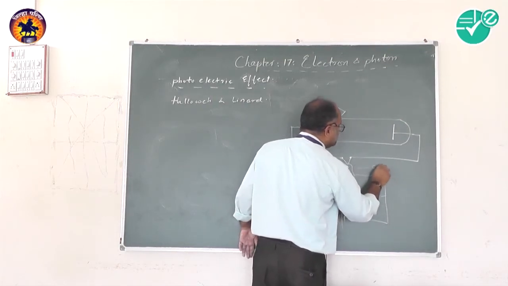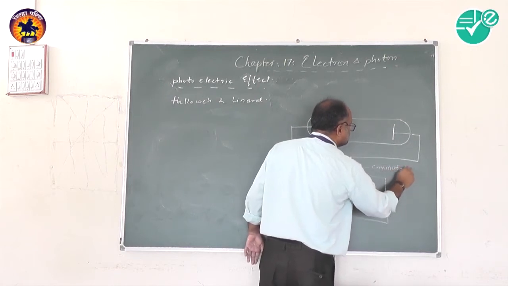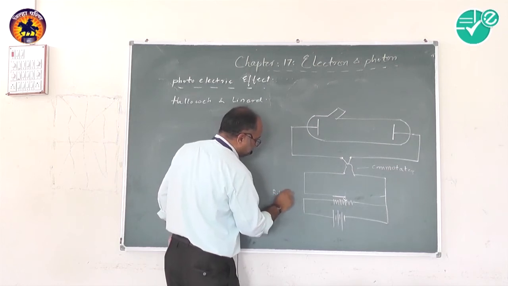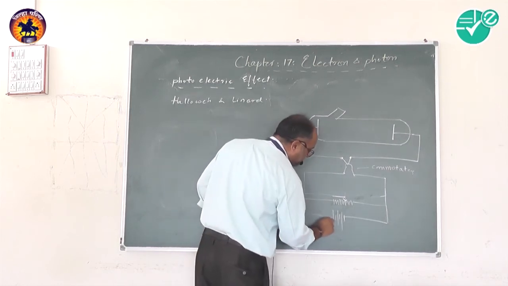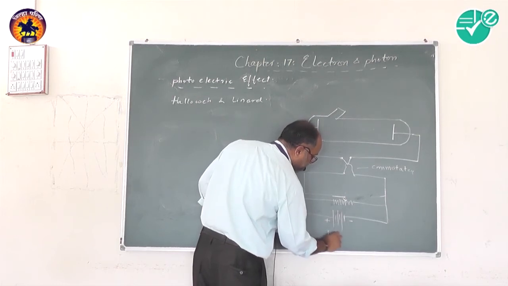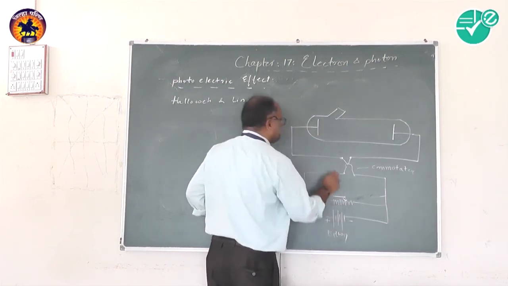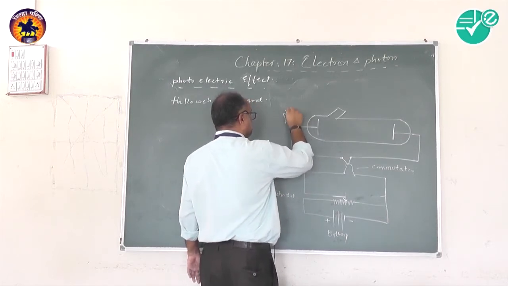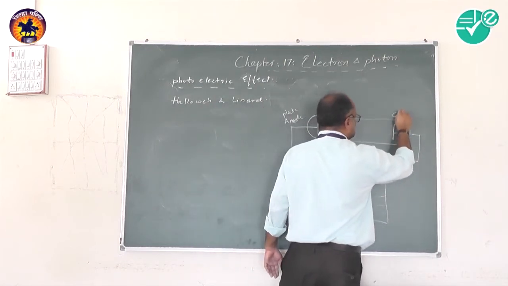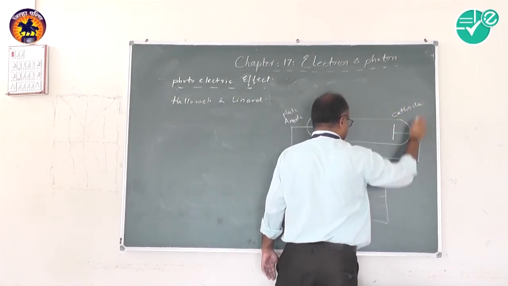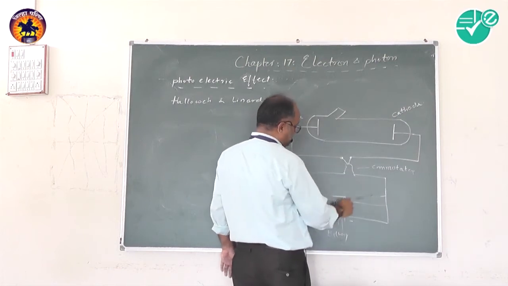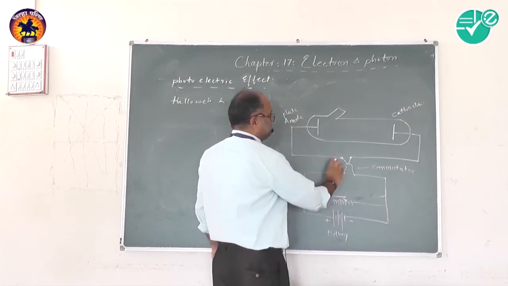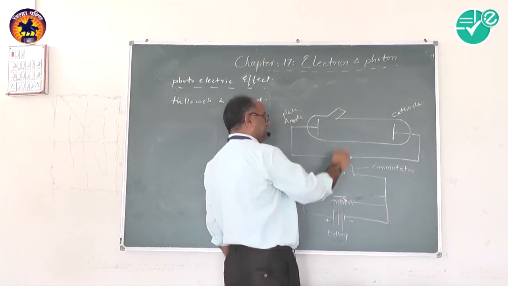This is a commutator key, this is the rheostat, this is the battery, positive terminal, negative terminal. This is the anode, a plate, and it is the cathode. This commutator key is being used to switch over the potential given to the anode and cathode.